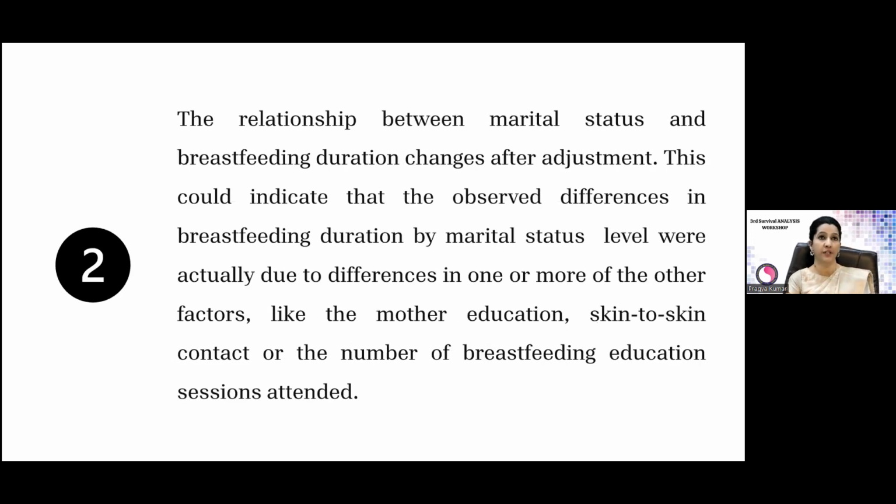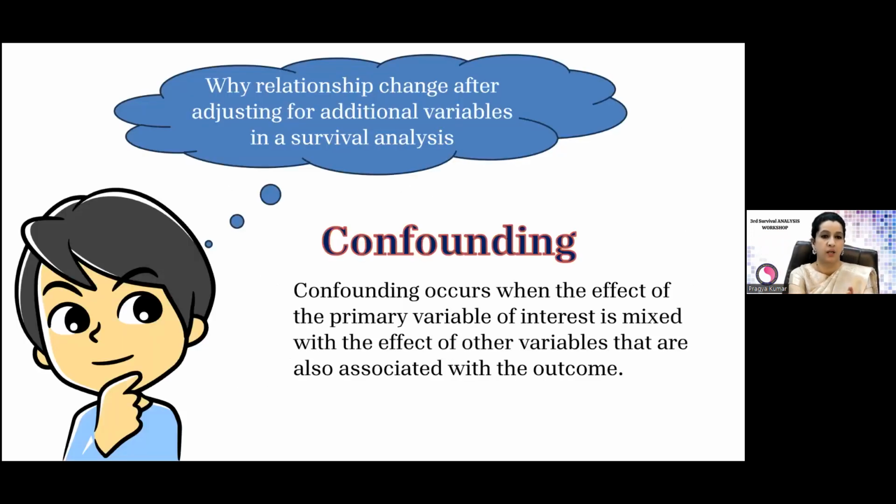And again, the relationship between the marital status and breastfeeding duration, whether it gets changed after adjustment or not, could indicate whether the observed survival is there at the different levels of the other factors like the mother's education, skin to skin contact, and any other variable. If there is a change in relationship between the predictor variable and the dependent variable, then it is known as confounding.